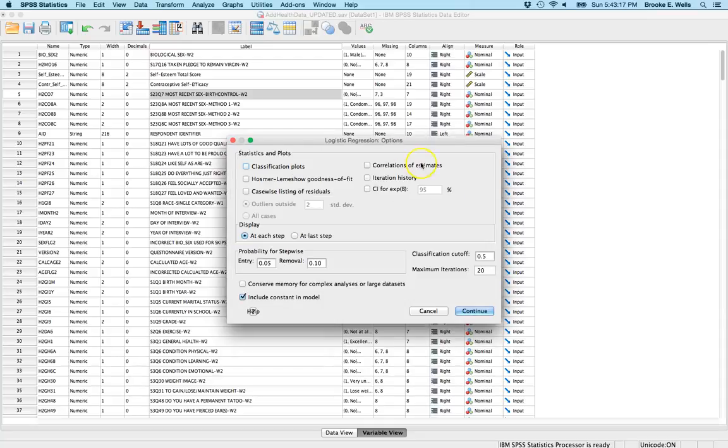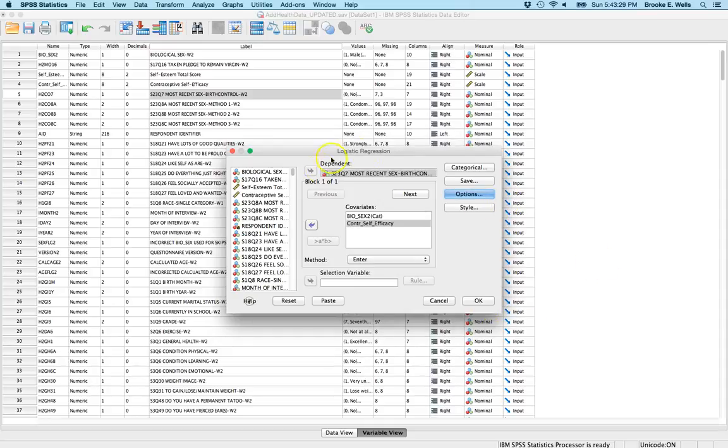We can always add in different tests. A lot of people like the Hosmer-Lemeshow goodness of fit test. Some people like to have the confidence intervals in there. But for right now, we're just going to leave that as is. And so we don't have to change anything else or do anything else.